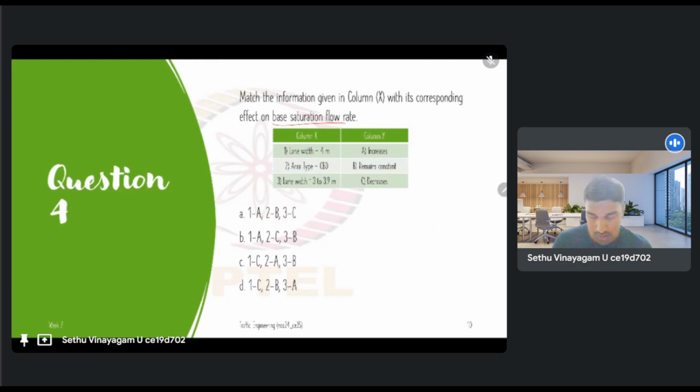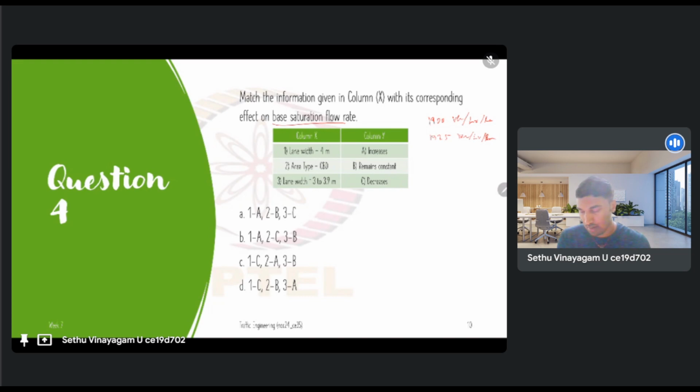So what is the base saturation flow rate? It is usually taken as 1900 vehicles per hour per lane, right? When you have higher population areas. And for lower population areas, I think it is 1725, right? So these are the base conditions per hour per lane. This is given for certain conditions of lane width and a particular area that we are looking at.